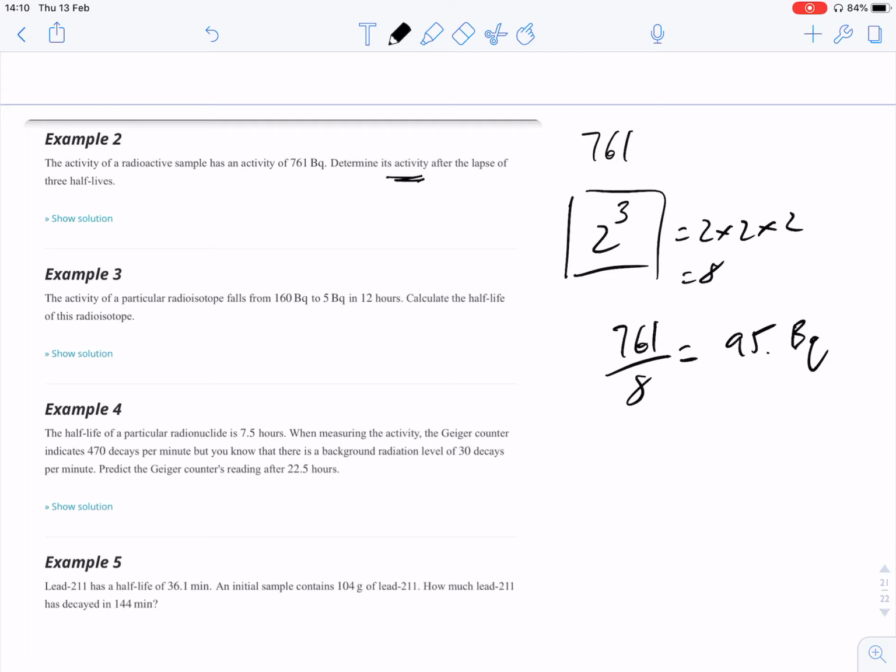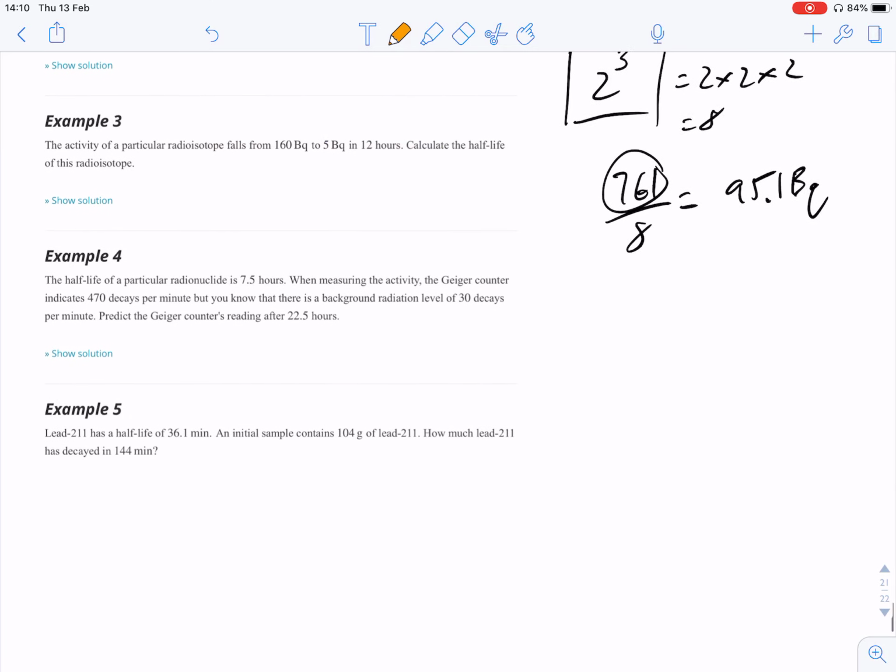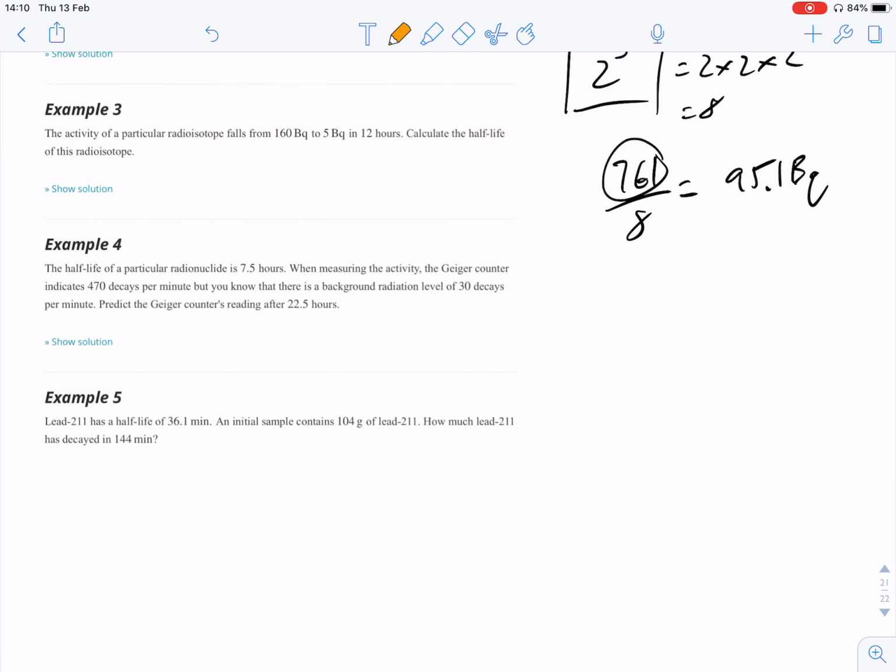Or you could do 95.1 if you go with three significant figures there, 95.1 becquerel. Okay, so example number 3. I'm going to use a different color for example number 3 so it's easy to follow. The activity of a particular radioisotope falls from 160 to 5 becquerels in 12 hours. Calculate the half-life of this radioisotope.